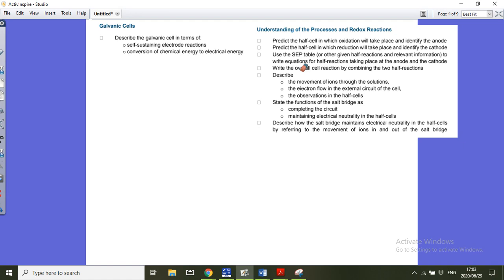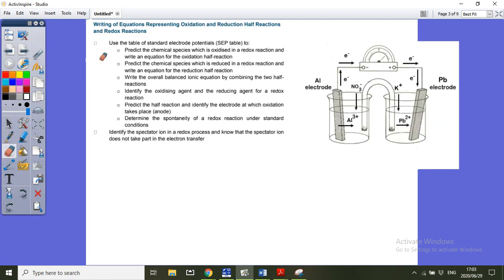All right, so then we're going to write these half reactions and we're going to write an overall cell reaction. And normally we're going to show that using the ionic equation. And that's what we did also in the previous lesson. Now we are actually going to look at a galvanic cell and then we'll come back to these points and see if we've covered everything.